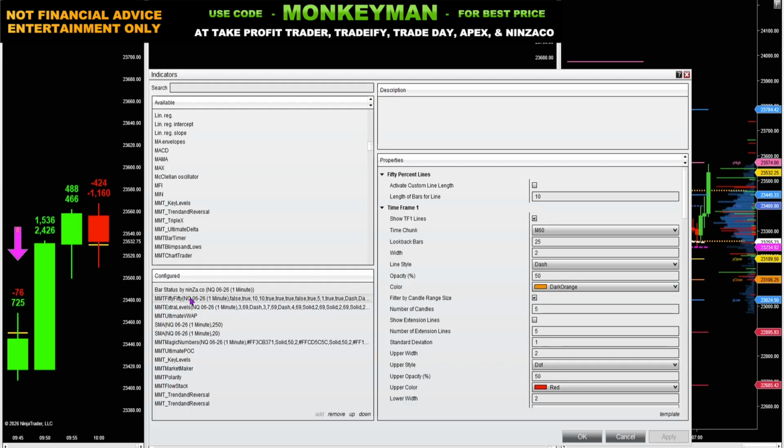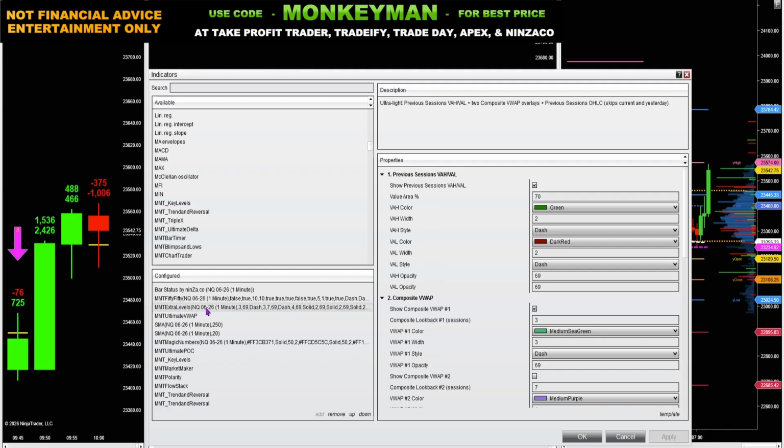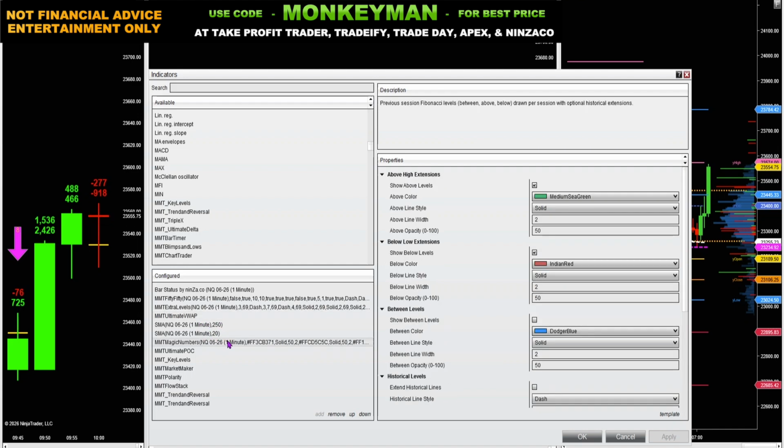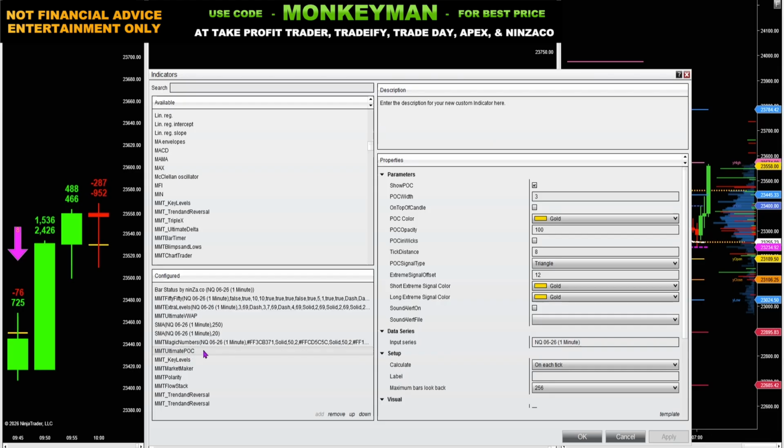I've got the MMT 50/50 showing me all those 50% levels and the 50% wicks levels. I've got the MMT extra levels, which is not out yet. The MMT ultimate VWAP. I've got a 250 SMA, a 20 SMA. I've got some Fibonacci key levels on here. This indicator is also not available quite yet. Got the ultimate POC, painting the point of control for each candle.